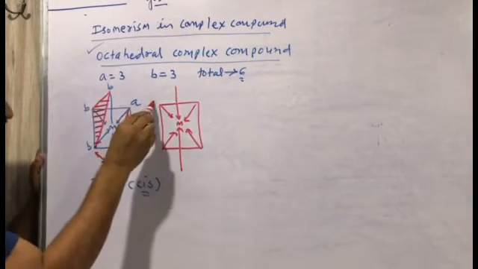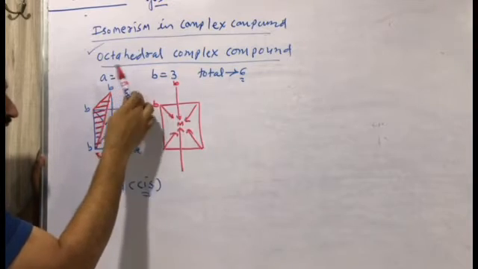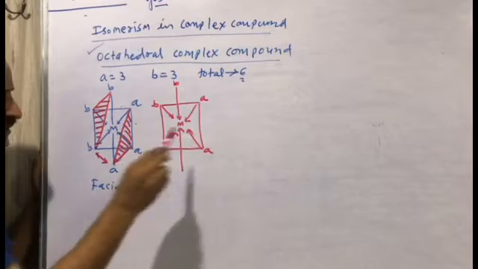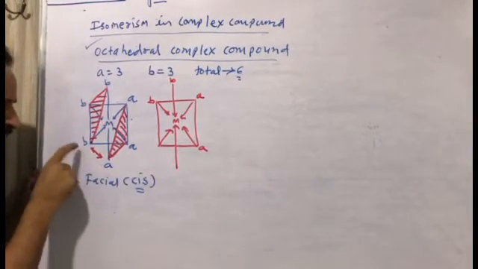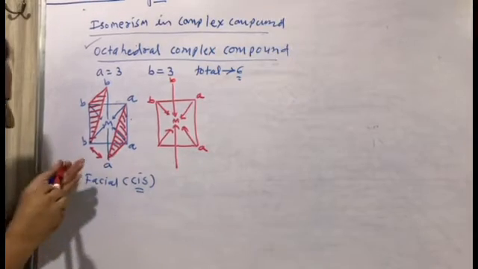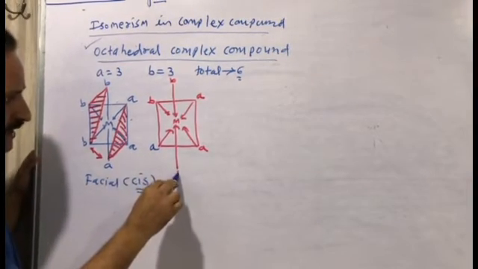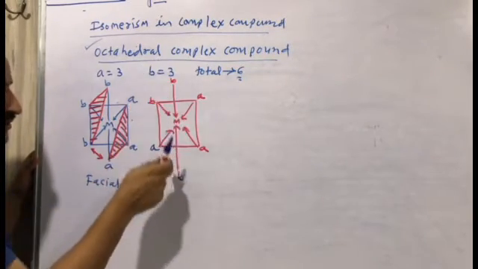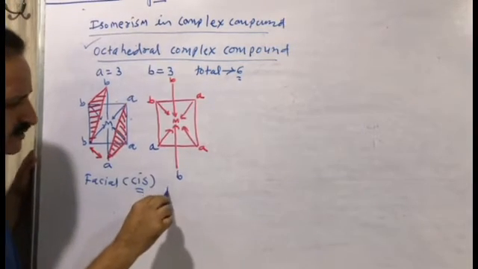B will remain at the place B. A will remain at the place A. Now B will take the place of A and A will take the place of B. So here will be A and here will be B. Then you can see that same ligands are in opposite direction. So it is said meridional.